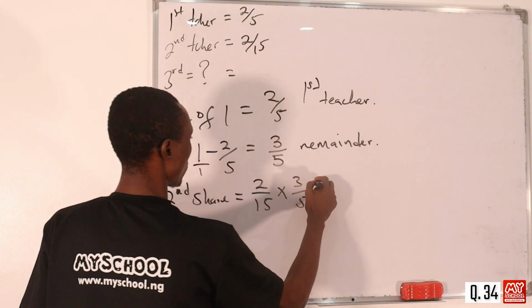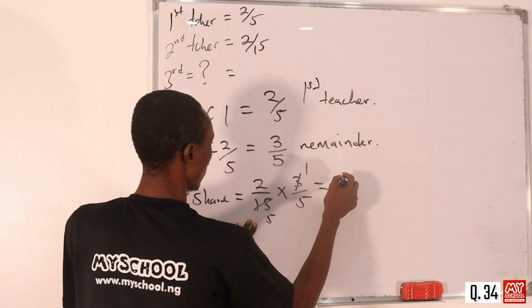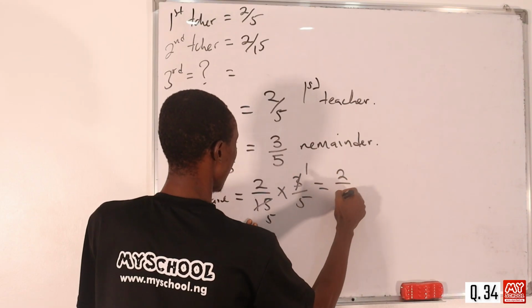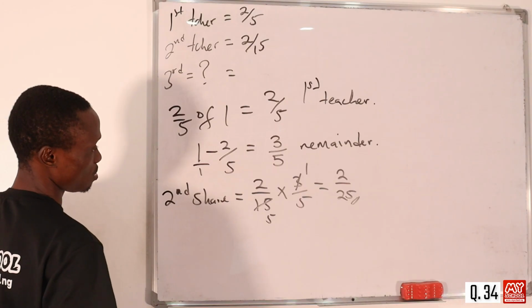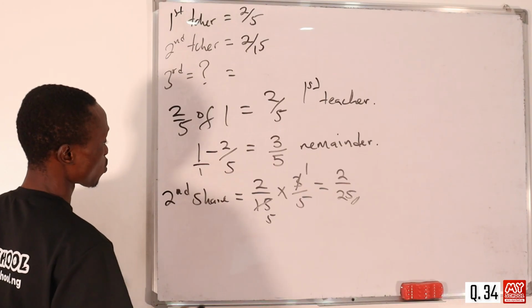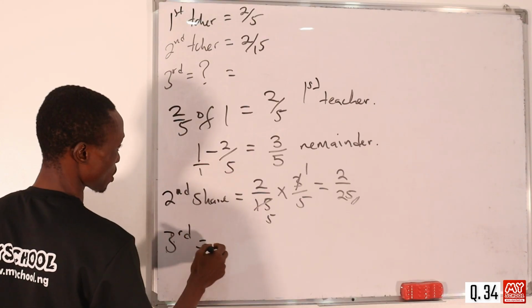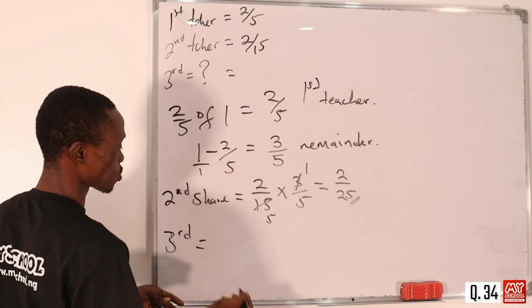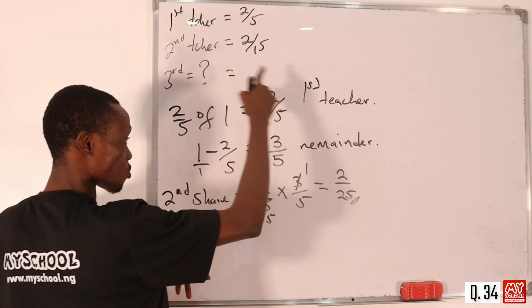So 3 here is 1, 3 here is 5, and this will be equals to 2/25. So this is what the second teacher received of the packet of chalk. So what did the third teacher receive? Let's do that. To get what the third teacher received, we just subtract what the first teacher and the second teacher received from 1.